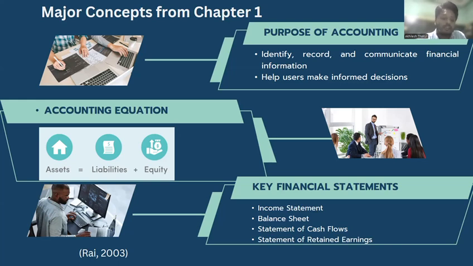There are some key financial statements as well, such as the income statement that shows revenues and expenses to calculate net income. Another is the balance sheet, which provides a snapshot of a company's financial position. Moving on to the next, the statement of cash flows, which shows cash inflows and outflows. And the last one is the statement of retained earnings that shows the changes in retained earnings over time.